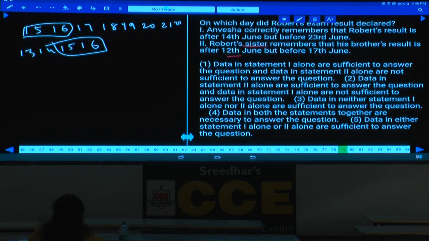As you are getting two different answers, by combining these two also we cannot determine. Then what is your answer here? Data in neither one nor two alone is sufficient. Isn't it? Neither one nor two are sufficient to answer the question. Is this the answer here? Neither one nor two. Data in both the statements together are necessary. Data in one alone or two alone are sufficient. Choice 3.